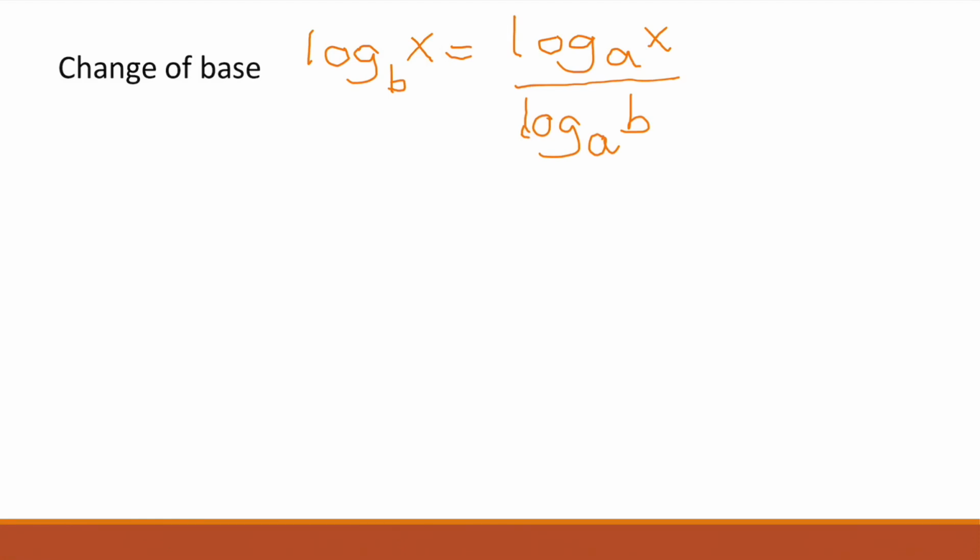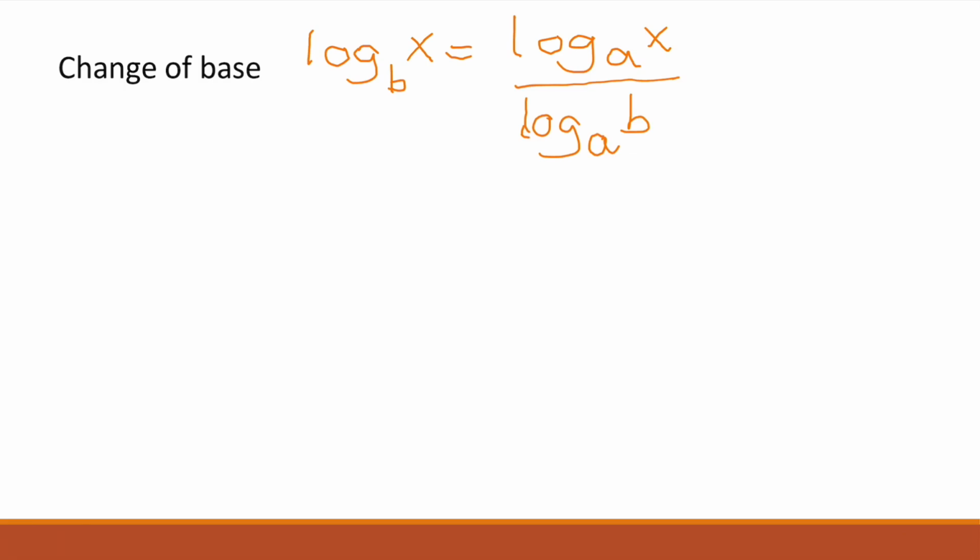Let's move on to the last rule. Now the last and maybe the toughest one is that if you have log base b of x, it can be written as log base a of x upon log base a of b, where a can be any number, but a should be greater than 0 and it should not be equal to 1. So which means that if I have any logarithm, any base, any number, log base b of x, I can take any base a and get log base a of x upon log base a of b.